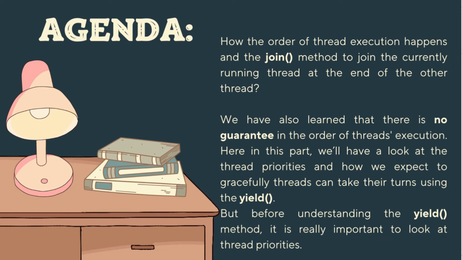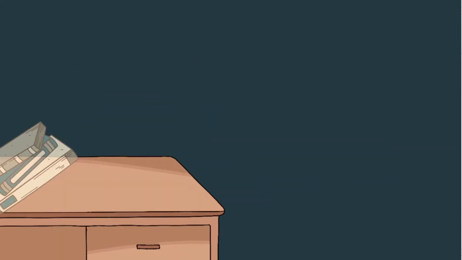In this part, we are going to discuss thread priority and how threads can gracefully take their turn using the yield method. But before understanding the yield method, it is really important to look at the thread priorities.